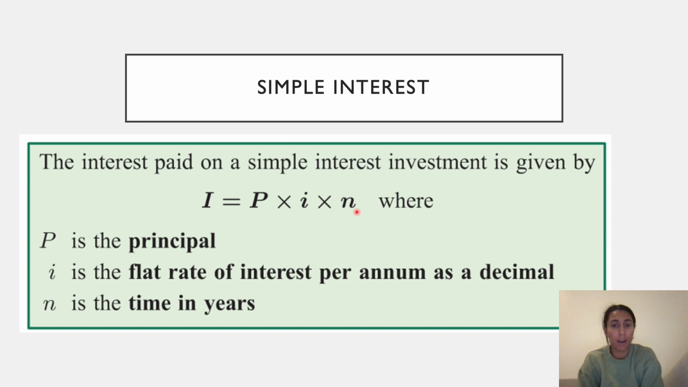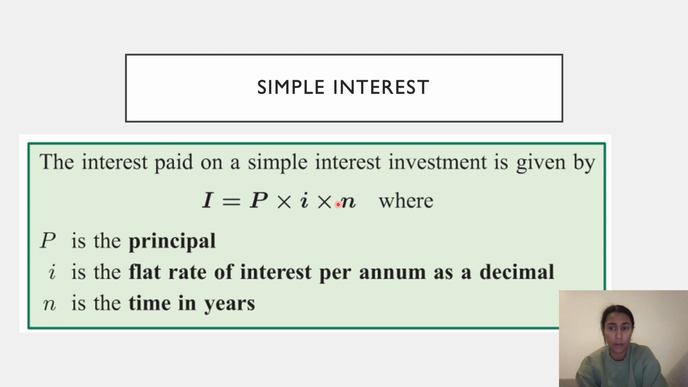It is the equation to find the interest paid on a simple interest investment. So I stands for the interest paid, so that will tell you how much interest you earn on your investment. The way you find that is you do P, which is the principal or your initial amount that you are investing, multiplied by your flat rate or your simple interest rate. It must be in the form of a decimal, and then you times it by time in years. So N stands for time in years. If you had a time in months, then you would just have to convert it to years. So this is your simple interest formula.